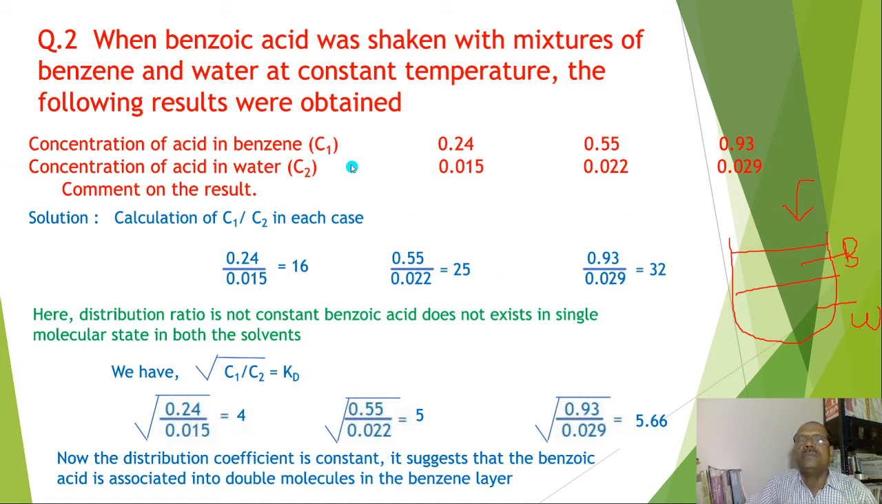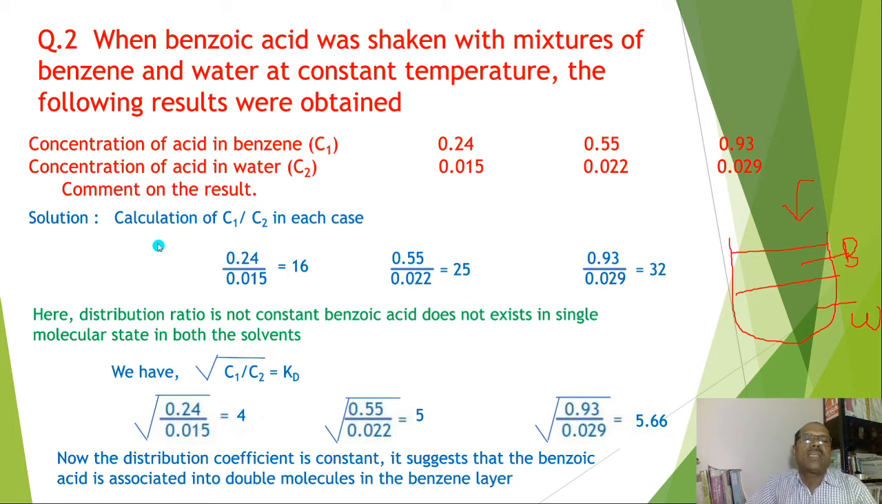Concentration of acid in benzene, C1, and concentration of acid in water, C2. Whenever the concentration of solute X in the benzene layer C1 is 0.24, at that time the concentration of benzoic acid in water C2 is 0.015. Whenever the value of C1 in the benzene layer is 0.55, then the value of C2 is 0.022. Whenever the value of C1 is 0.93, at that time the value of C2 is 0.229.